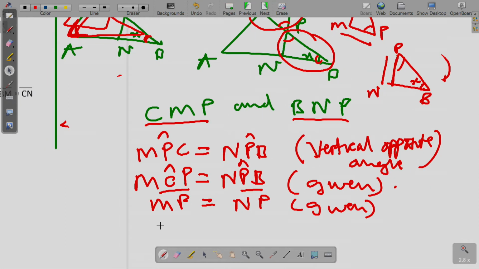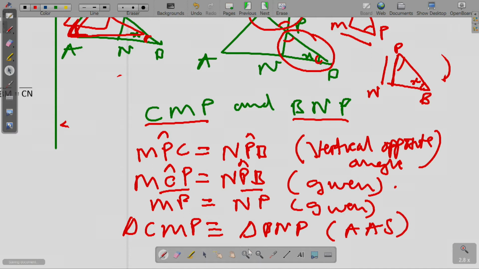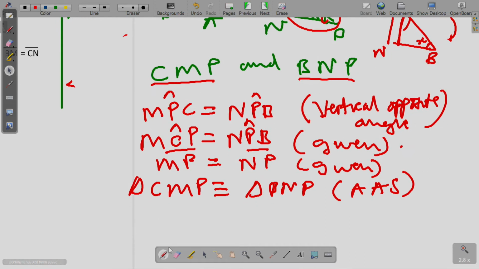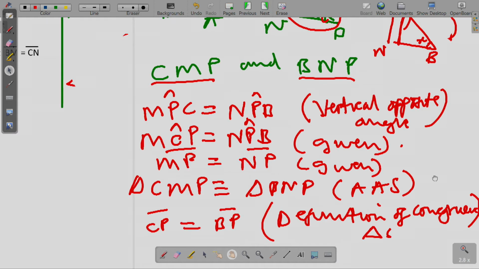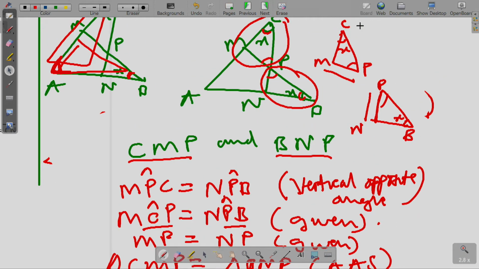And now we conclude that triangle CMP and triangle BNP are congruent because angle, angle, side. From here, we can write that the length CP is equal to length BP from the definition of congruent triangles. If the two triangles are congruent, it means that their corresponding sides are equal. So from here, length CP is equal to length BP. This length and this length are equal.